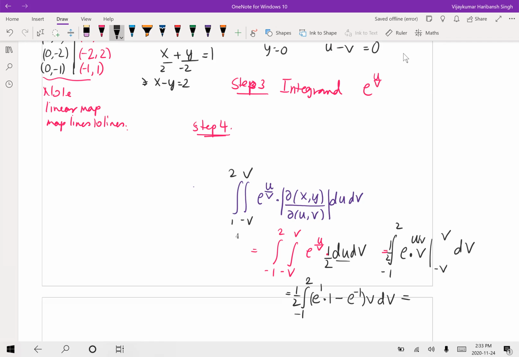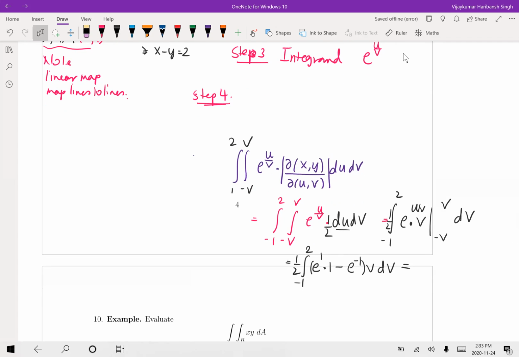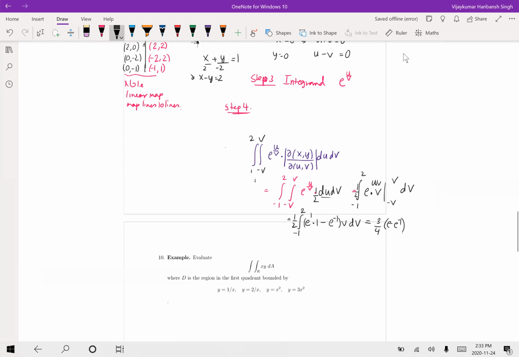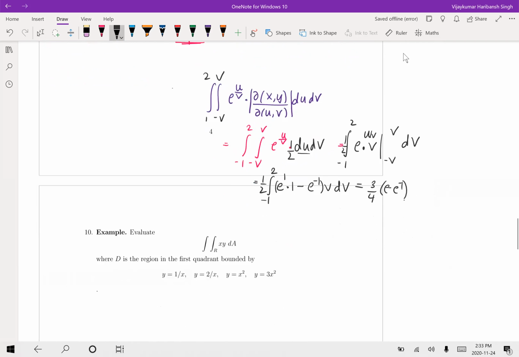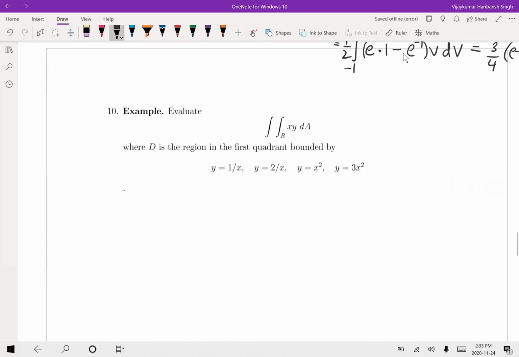And that turns out to be, if you integrate this, 3 by 4 e minus e to the power minus 1. So this is the whole thing. Okay, now let's proceed and do the same problem here again.